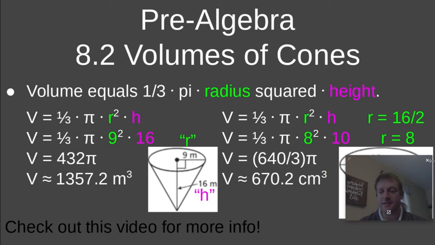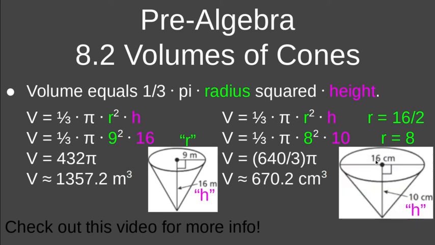Over here, I'll hide myself so we can see the diagram. Again, make sure you're actually finding the radius. This is the diameter. The radius would be half of that. So 16 divided by 2 is 8. 8 centimeters is the radius. 8 squared is 64. The height is 10. 64 times 10 is 640. And now I can leave my answer like that in Khan Academy.